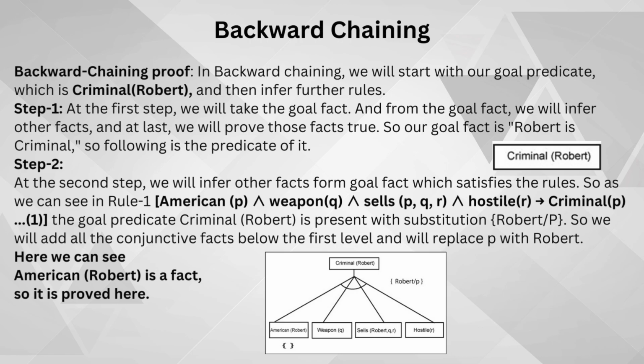Okay. So, we want to prove that Robert is a criminal, and guess what? This rule has something that matches our goal. P is a criminal, let us use P as a variable, but instead of P we put here Robert. So, Robert is a criminal. So, using this rule we get Robert is an American, substituting P as Robert, Q is a weapon, Robert sells Q to R, R is hostile, and this implies Robert is a criminal, but we have not substituted Q and R.